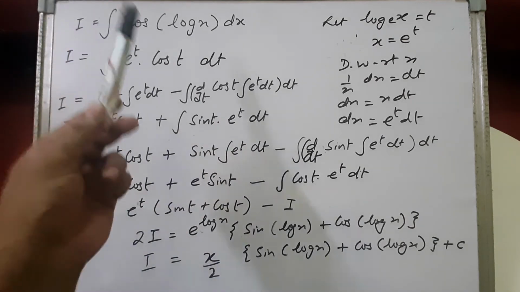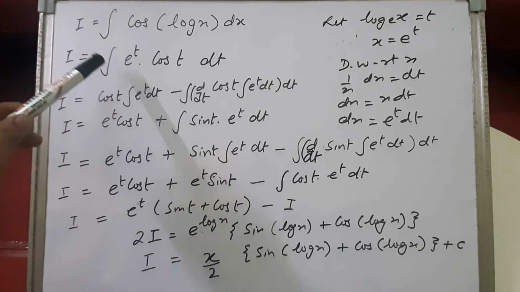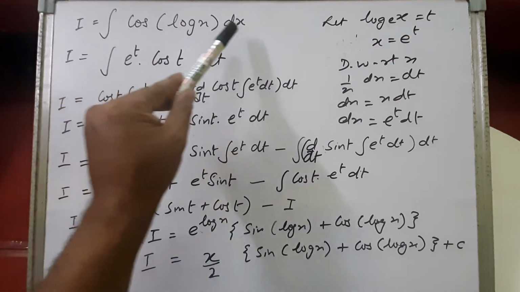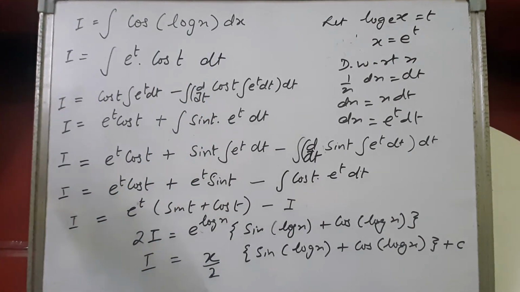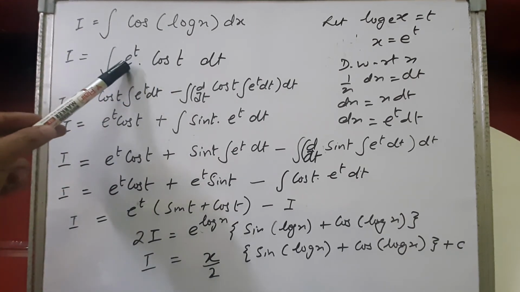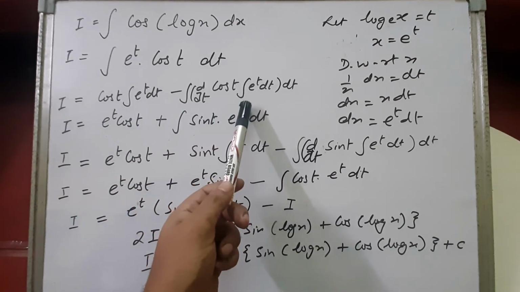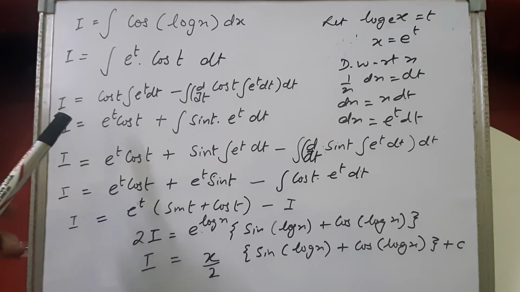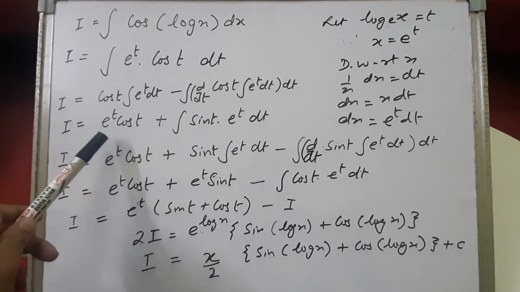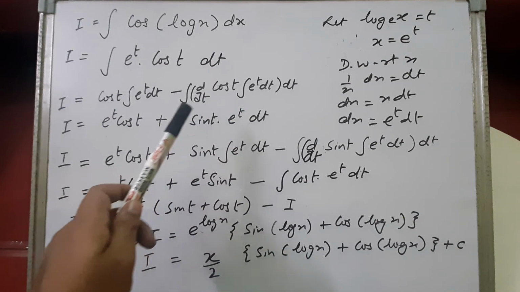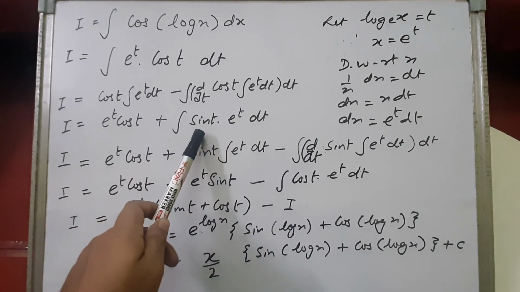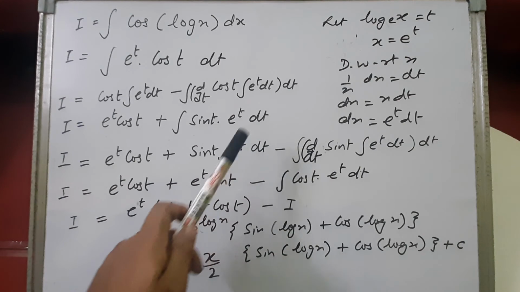Let's substitute the values. So this will become cos t, and in place of dx, it will be e to the power t dt. Now I have assumed this whole integral as I. So the value of I on applying ILATE, this is the first function and this is the second function. First function into integration of second function minus integration of d by dt of first function into integration of second function, to the whole integration. So integration of e to the power t with respect to t will be e to the power t. D by dt of cos t will be minus sin t, so this minus will become plus. It will become integration of sin t e to the power t dt.